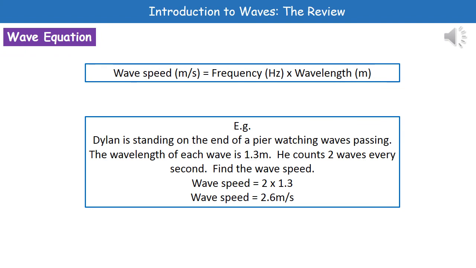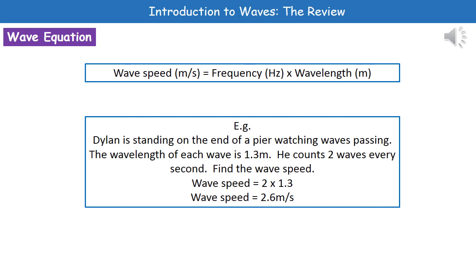If we think about the calculation that could come up with regards to waves, then on page 2 of our exam booklet we'll see this one for the wave speed. So wave speed in meters per second equals the frequency in hertz times the wavelength in meters. So you don't have to memorize the calculation, it's found on page 2.